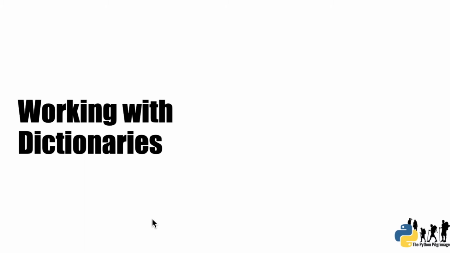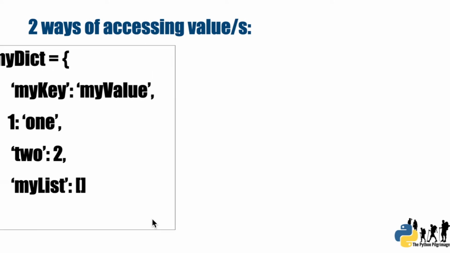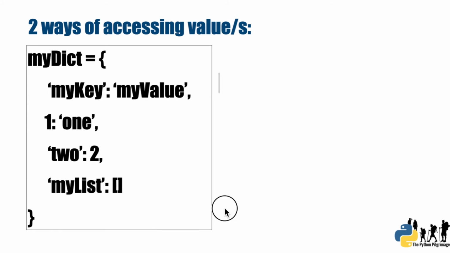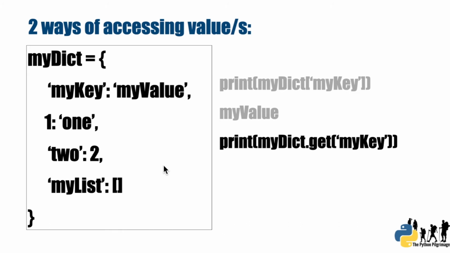So now, jumping to working with dictionaries. There are two ways of accessing values in a dictionary. Given our first sample earlier, the first way is through getting your dictionary name and giving out your key. This sample will print out my_value, as you can see here. The next one is through a function called get. A get function needs the key, so it will get your value with your respective key. So that goes with the same printout.